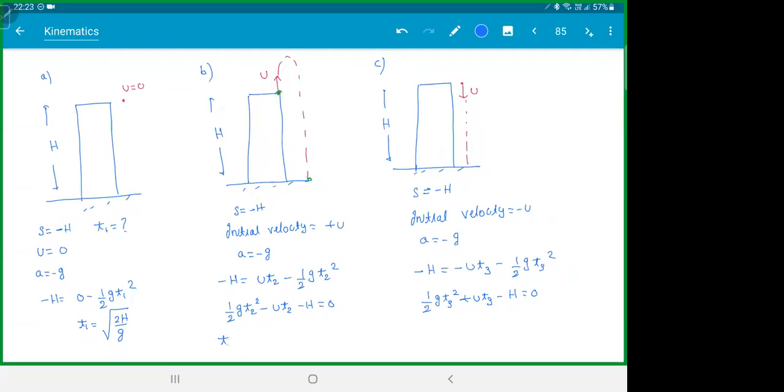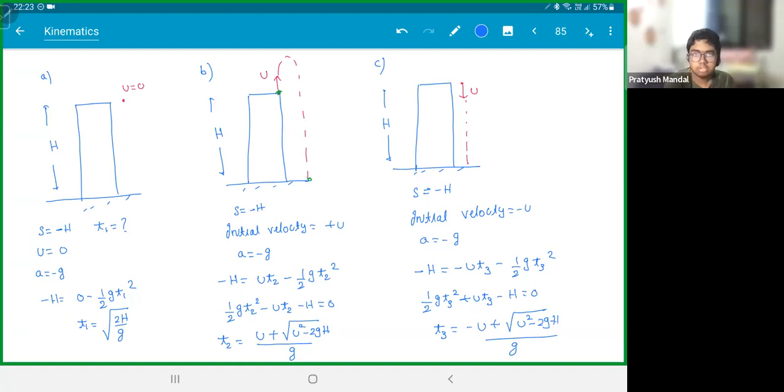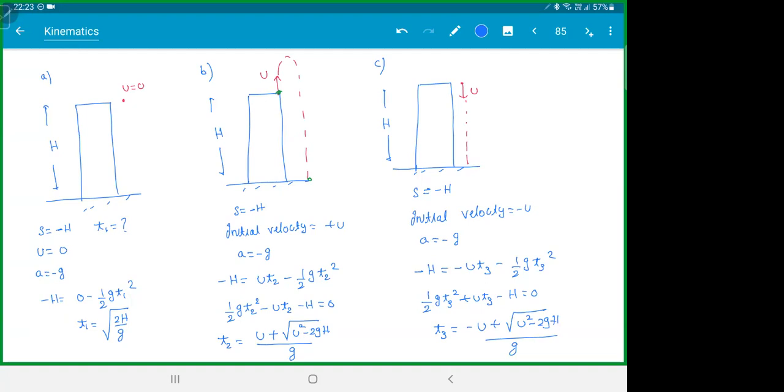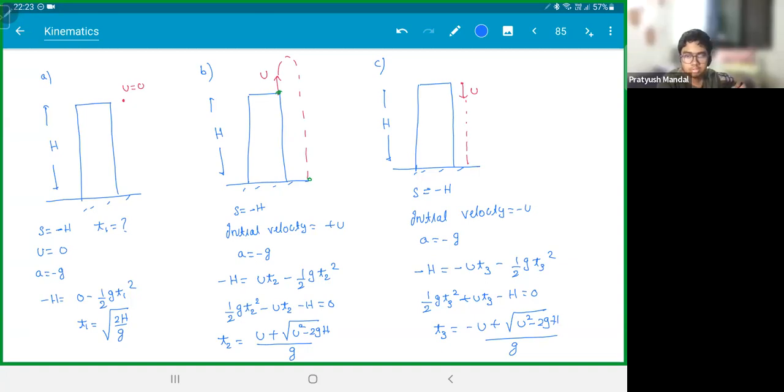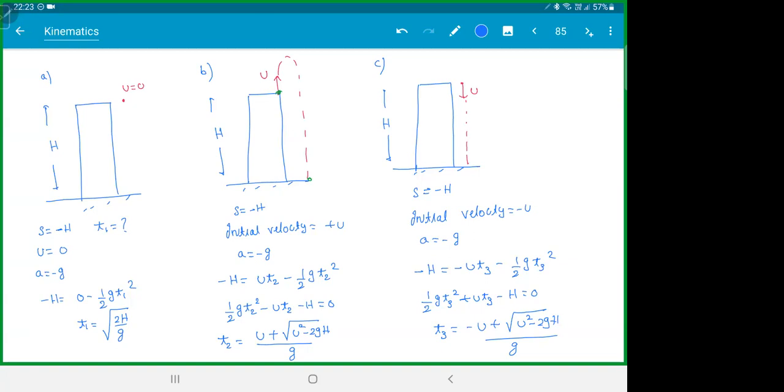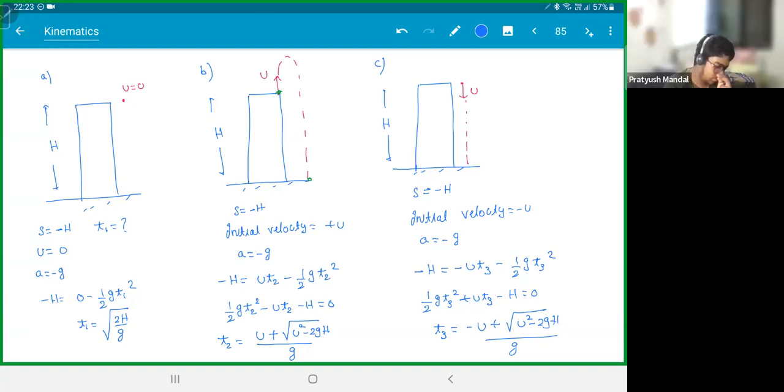And this root would be t2 is equal to u plus root over b square, that is u square minus 2gh, by g. T3 would be minus u plus root over u square minus 2gh, by g. Check your times, everyone. I know I scribbled a bit. G by 2, right? Which one? The second and third, because half g. Yes, in the formula there is a 2 in the denominator with g. Oh, okay, okay.